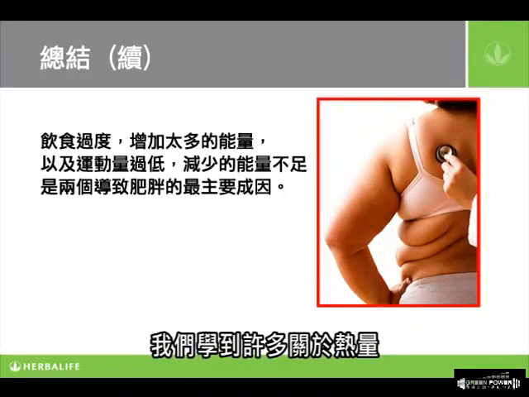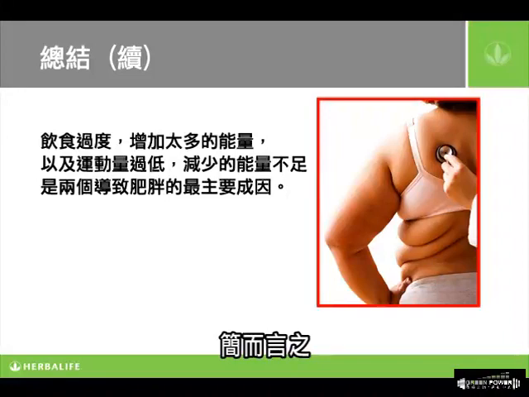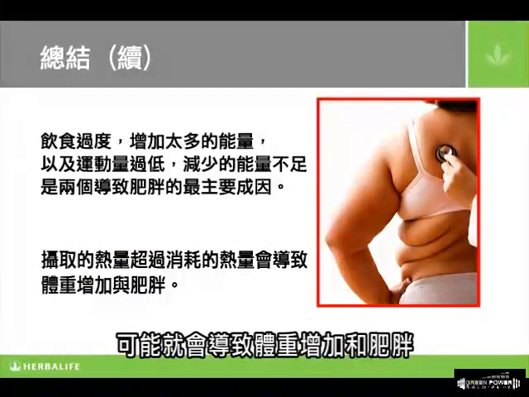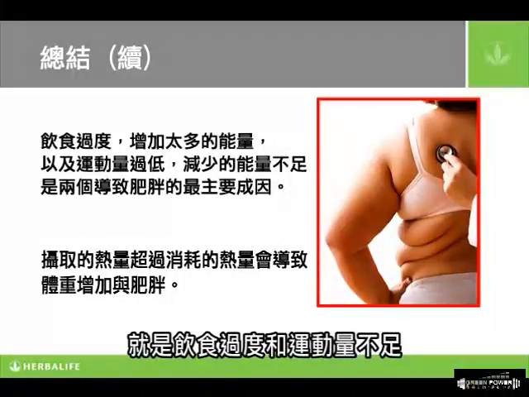We've learned a lot about calories and energy balance, but the bottom line is that if you consume more calories than you burn, it can lead to weight gain and obesity. Remember that the two most important causes of obesity are overeating and low physical activity.